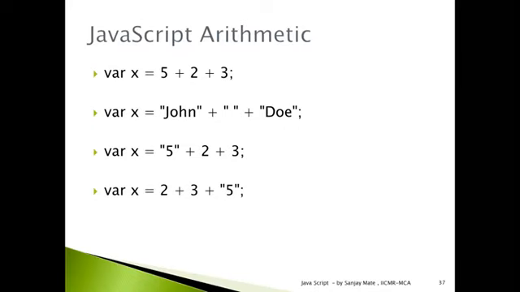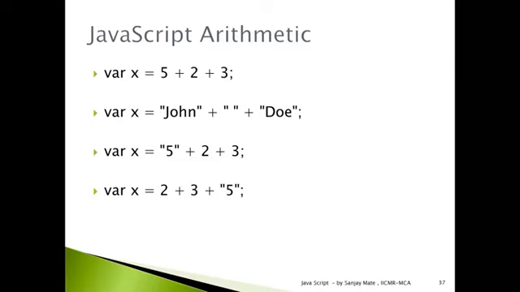Here you can assign expressions to the variable. In the first example, var x is equal to 5 plus 2 plus 3. The value of x is 10, that is 5 plus 2 is 7, 7 plus 3 is 10. Now in the second case, I am concatenating two strings. In the first case, you are adding two numbers. In the second case, you are concatenating two strings. So the value of x in the second case is John Doe.